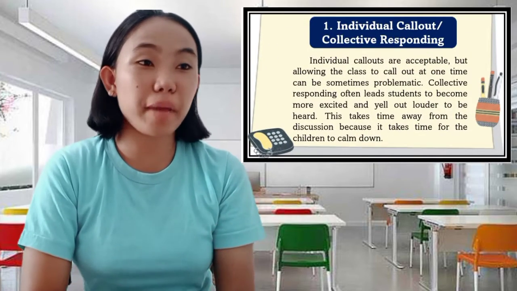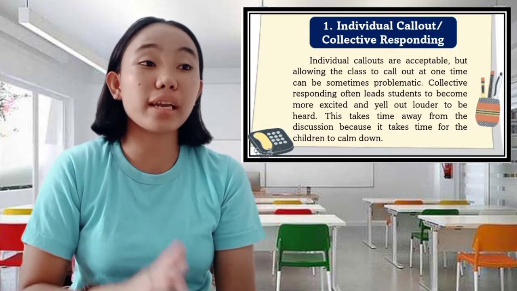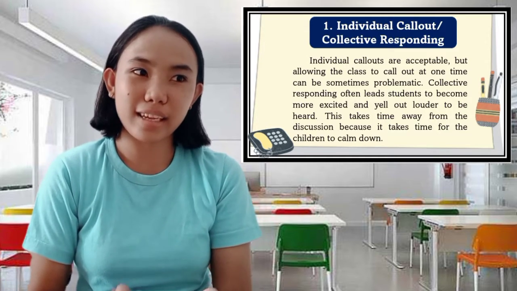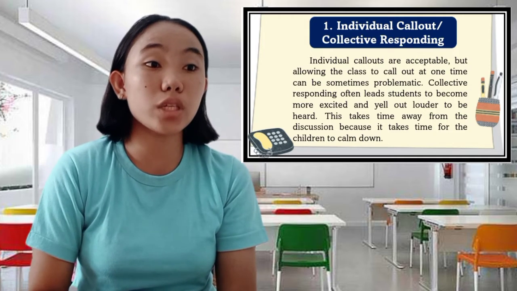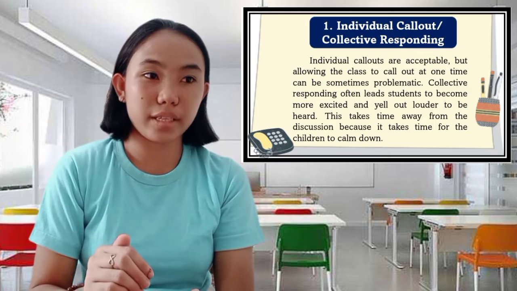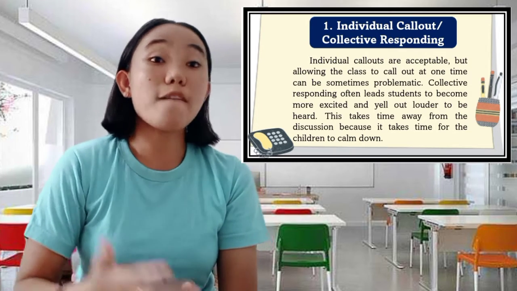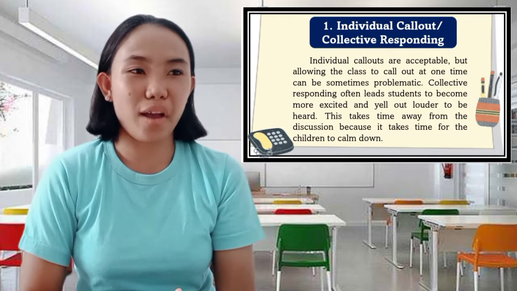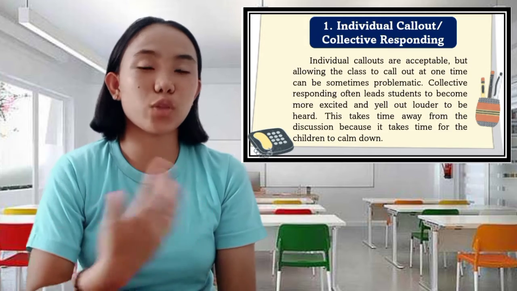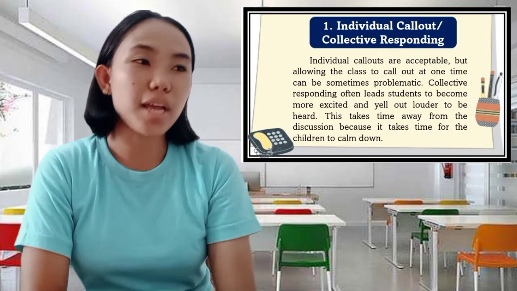To add more information, individual call outs are acceptable, but allowing the class to call out one at a time can sometimes be problematic. Collective responding often leads students to become more excited and yell out louder to be heard. This takes time away from the discussion because it takes time for the children to calm down. That is also one of the difficult situations when we individually call out our students.